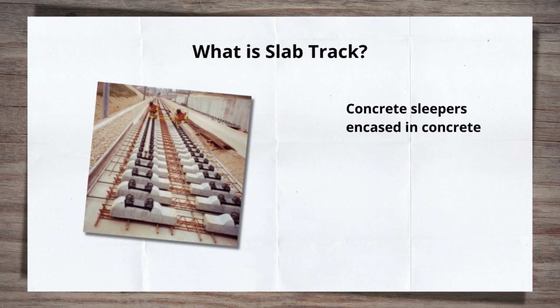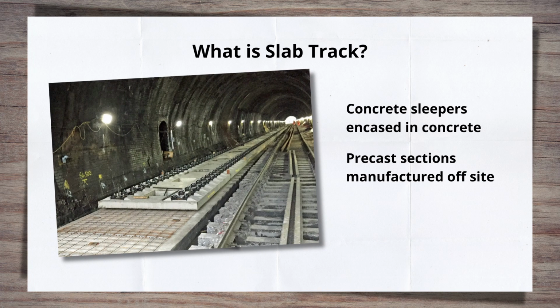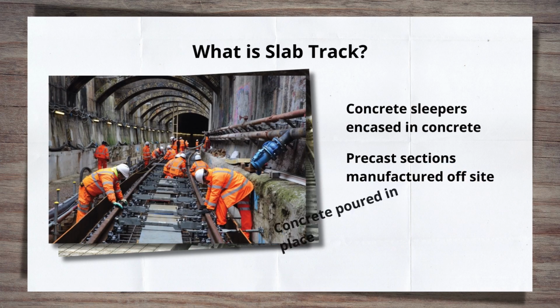There are a number of construction methods for slab track, ranging from traditional concrete sleepers being encased in concrete, precast sections manufactured off-site and then installed at the required location, or the concrete being poured in place.